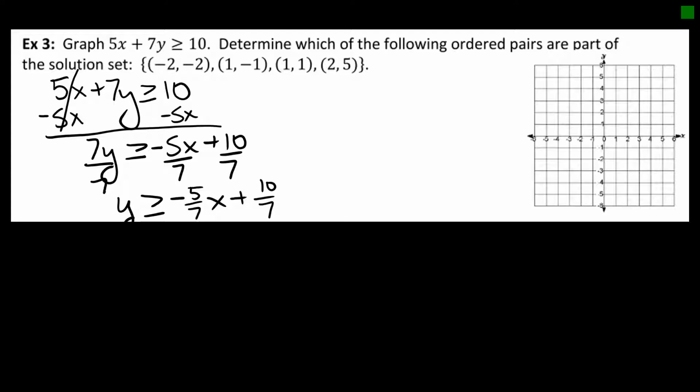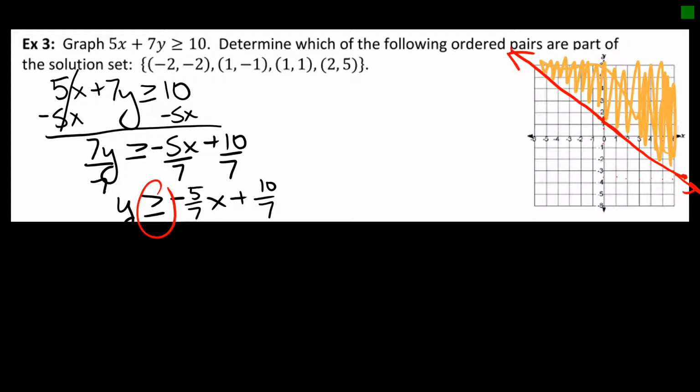So when I graph this, I'm going to go up about 1.5 for my intercept, and then my slope is negative 5 over 7. So I'm going to go down 5: 1, 2, 3, 4, 5, and to the right 7: 1, 2, 3, 4, 5, 6, 7. Now I have to decide if it's solid or dotted, and it's going to be solid because it has a line under it. So I'm going to connect these two as best I can. And then for my shading, it says y is greater than this line. So I'm going to shade up here.